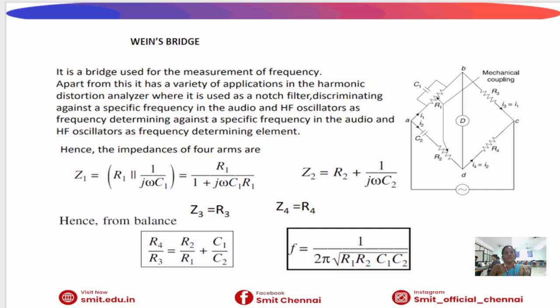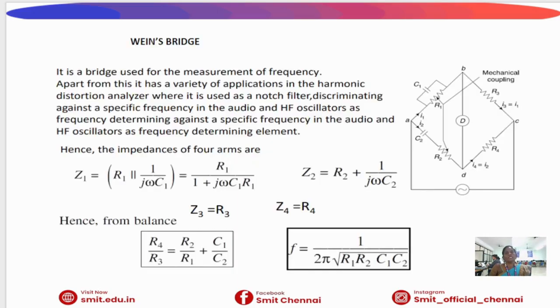the Wien bridge, which is an important AC bridge mainly used for the measurement of frequency. Unlike Anderson and Hay's bridges that measure inductance, Wien bridge is used to determine the unknown frequency of an AC signal. It is widely used in audio frequency measurement, harmonic distortion analysis, notch filters, and audio or high frequency oscillators.